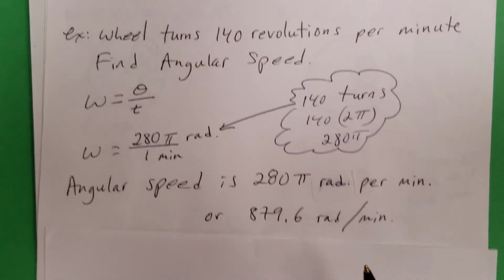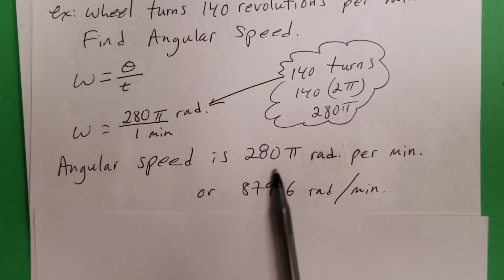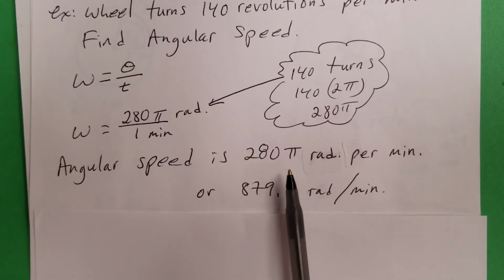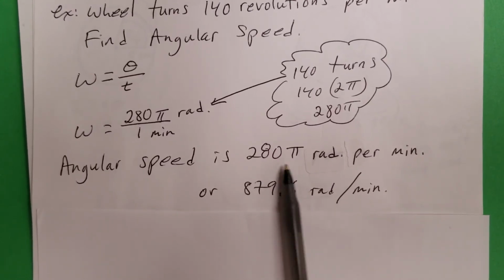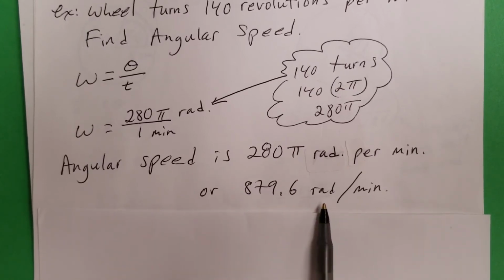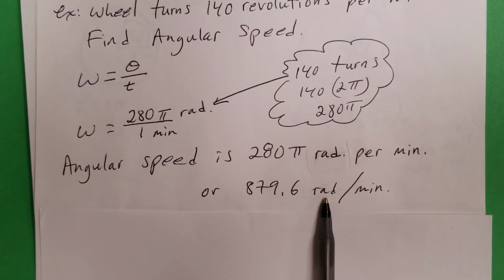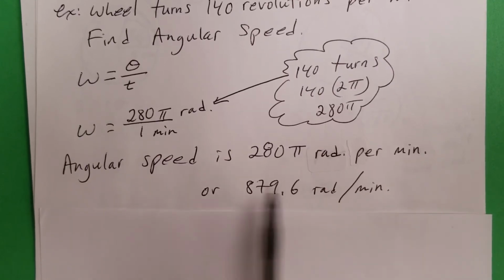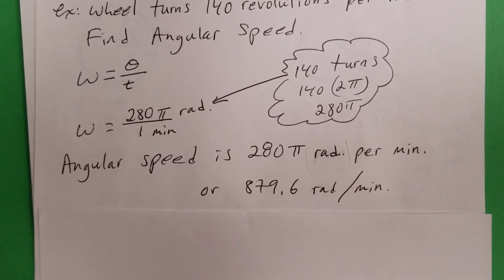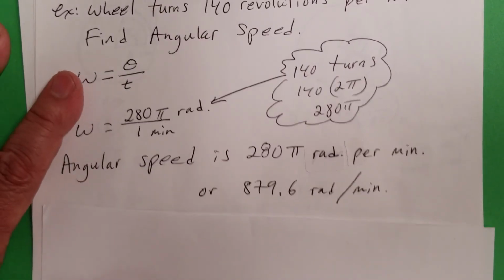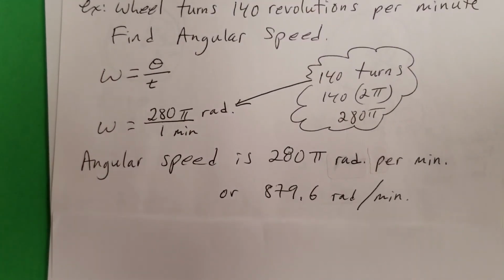Or, if we change it to a decimal, just hit the calculator. 280 times pi, you'll get this decimal, radians per minute. Wait, what happened to inches? No, we're not doing inches and centimeters. We're doing angular speed. They didn't ask for linear speed. Of course, if they did, and we'll do it in class, if they did ask for linear speed, we do this one.